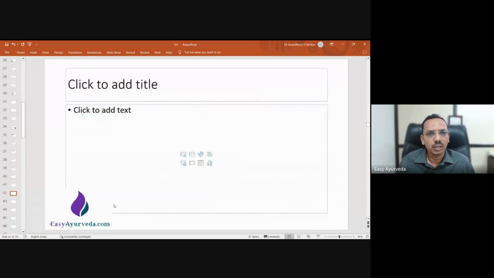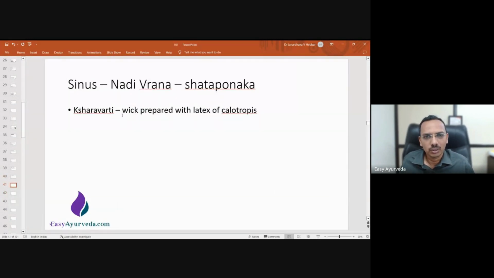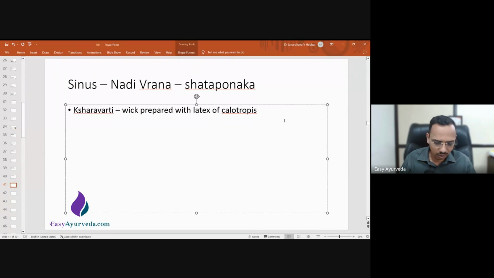Okay, so in the Ksharavarti that you said you prepared, apart from Calotropis, what other things do you use, sir, out of curiosity?